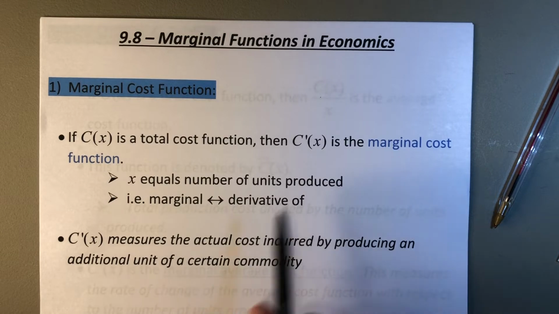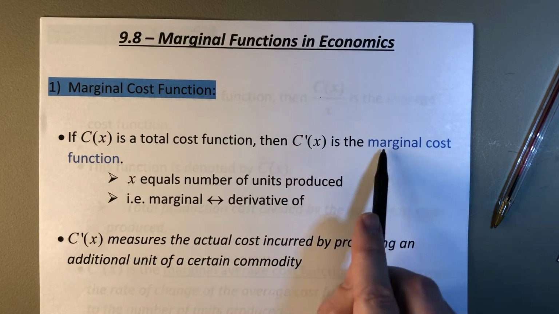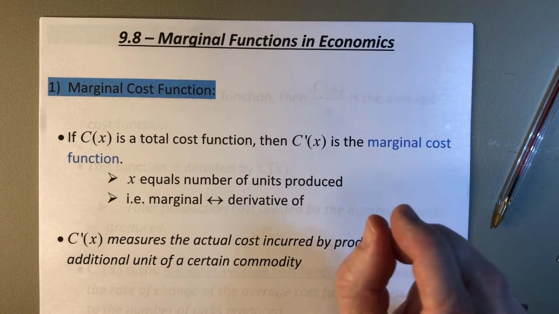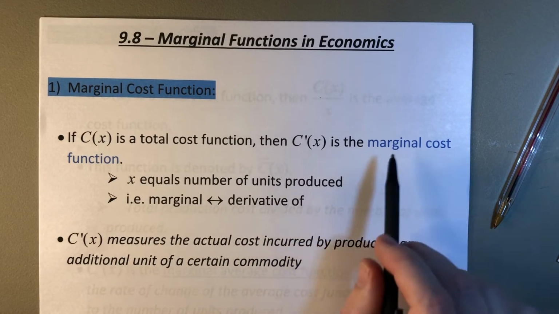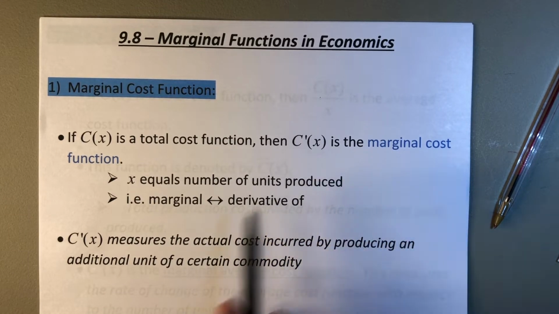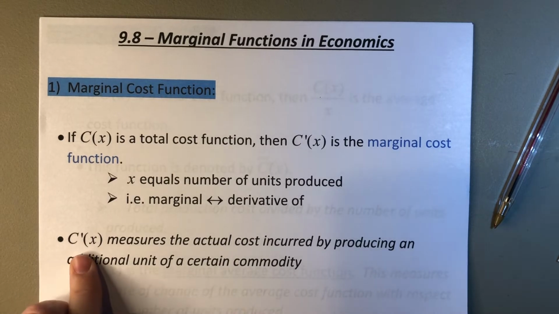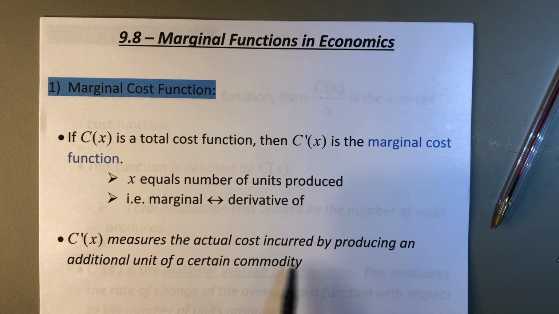So we should know that if you're looking at the derivative of any one of these functions, the word marginal will be used, and that really just means one additional. That's what you want to be thinking of when you see the word marginal. And also that marginal is going to imply the derivative of whatever the function is. Therefore, the marginal cost function, C prime of x, is actually measuring the actual cost incurred by producing just one more unit of a certain commodity.